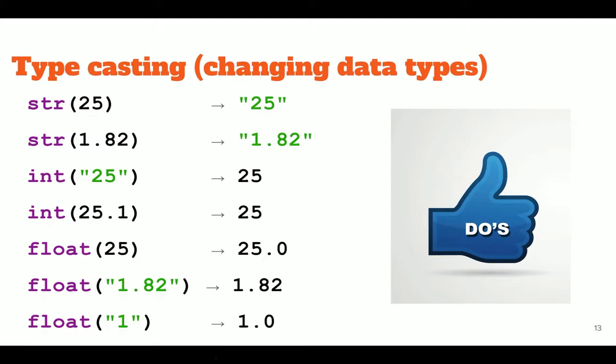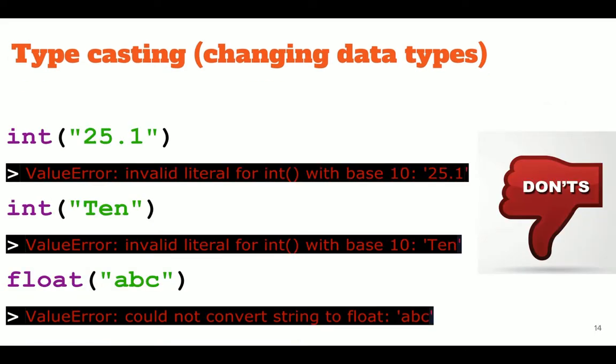Here are some of the do's for typecasting, which is changing the data types. Mostly, any data can be easily converted into a string, as you can see from the first two examples. A string can be converted into an integer, as well as a float value can be converted into an integer. And for floats, it can take in an integer, a string which is an integer, as well as a string which is a float.